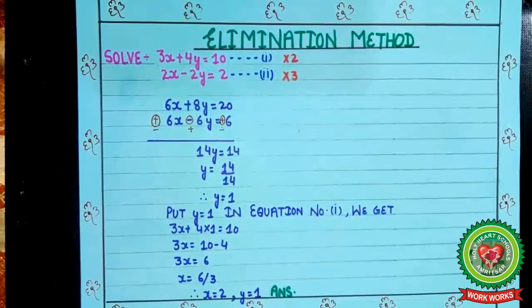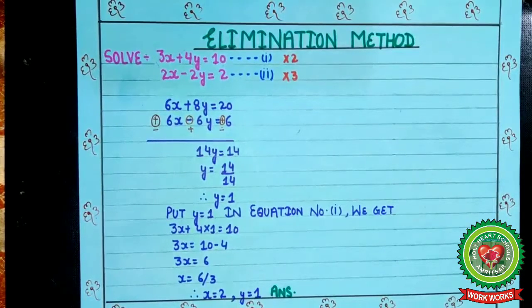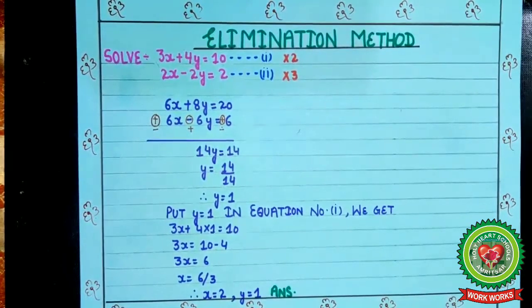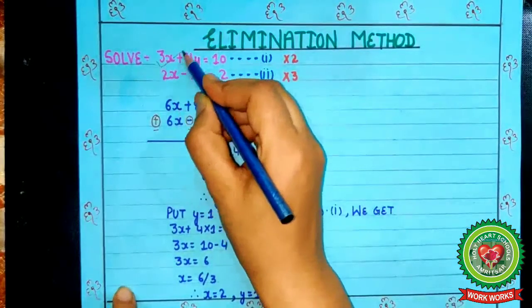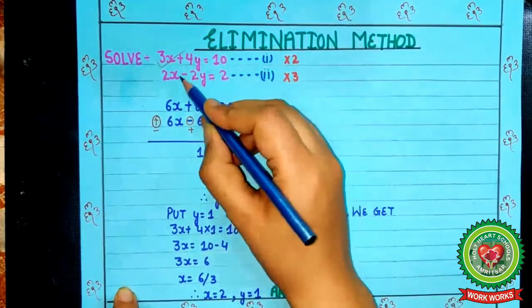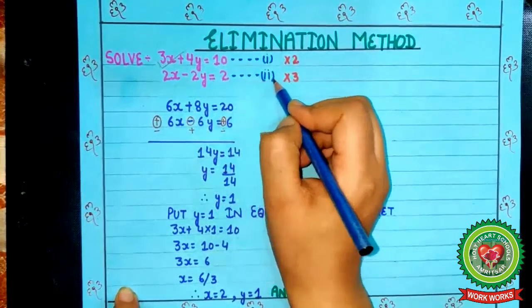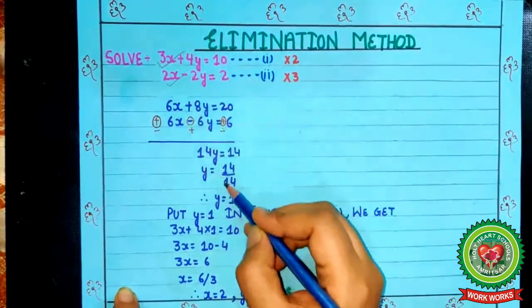So my dear students, before going to start with the next type, I want to discuss one method with you, that is elimination method. This method you have already done in your previous class. So here I have taken statement as 3x plus 4y equals to 10. This is your equation number 1. Next equation is 2x minus 2y is equals to 2. This is your equation number 2.